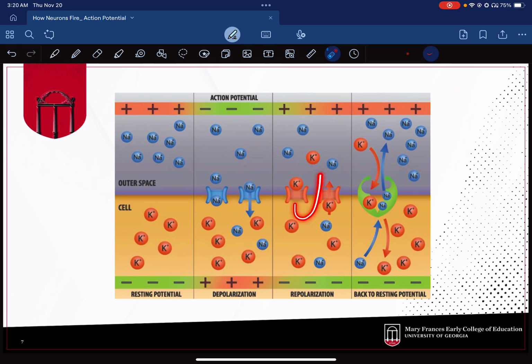Repolarization, our potassium then leaves the cell. And for our resting potential, we're going to see the sodium-potassium pump, where 3 sodium ions are going to come into the pump, leave the cell, and then 2 potassium are going to come in and enter the cell. Now, this is done through a primary active transport because there is ATP involved, and it's kind of an antiporter system where the ions are moving past each other.